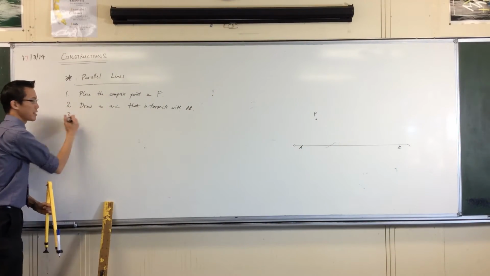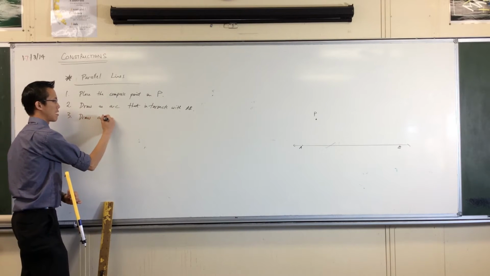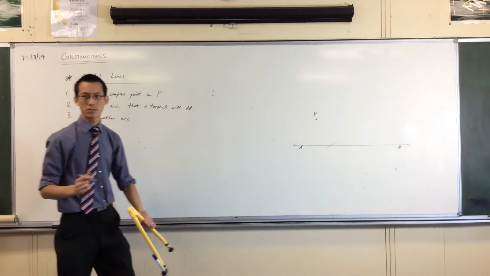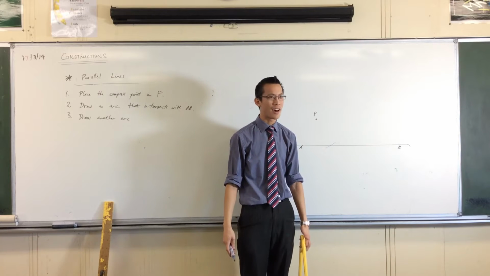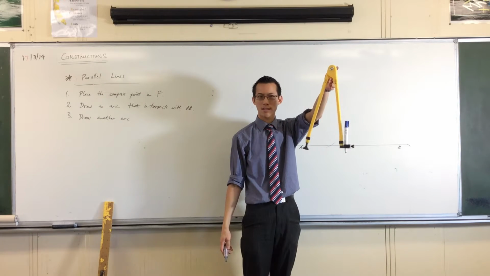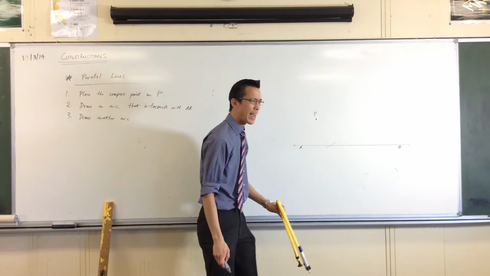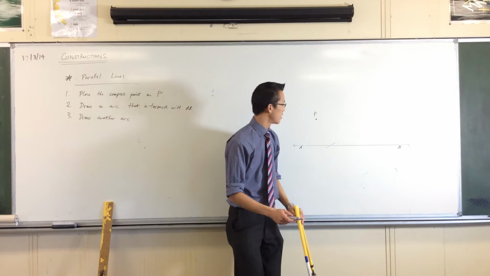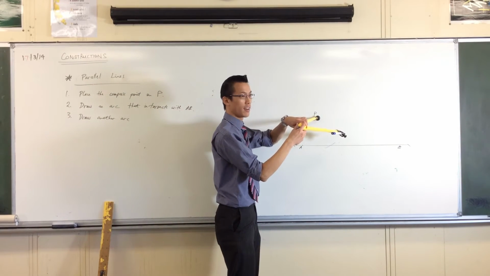My third step is I have to draw another arc. Where does the other arc go? Someone hasn't said anything yet. Where does the other arc go? It's still the same length. Where's the point of that arc? The point of the intersection of the arc and AB. I still have my point here, right?